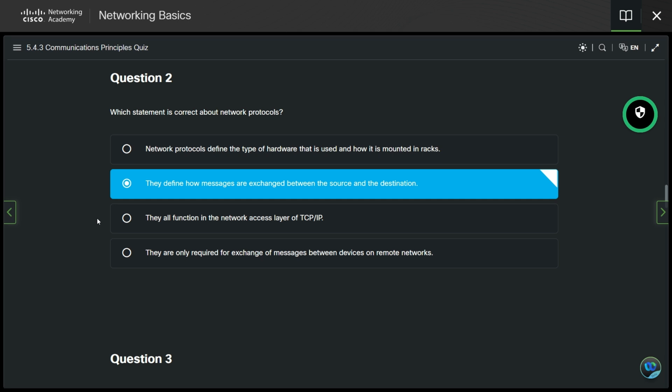They are only required for exchange of messages. No. They are functions in the network. No. Network protocols define the type of hardware that is used and how it is mounted in racks.